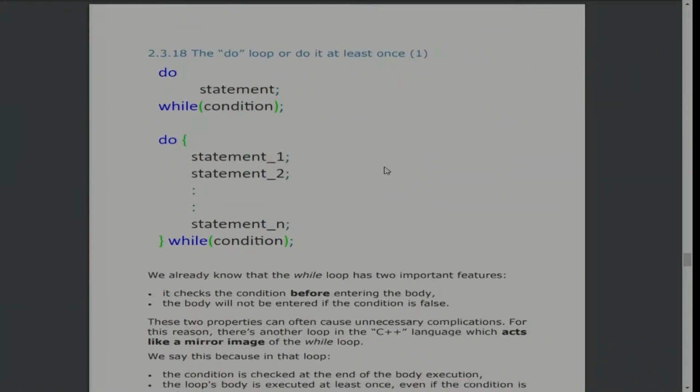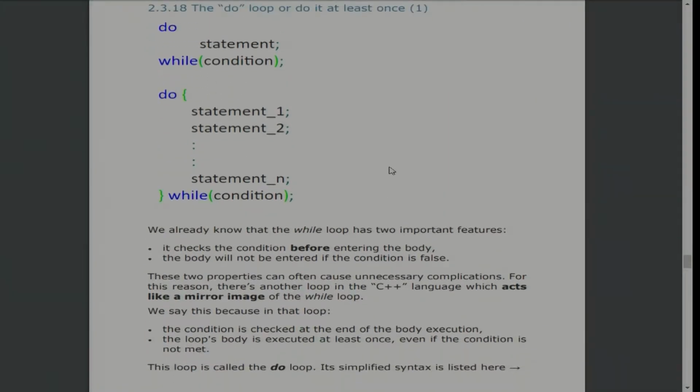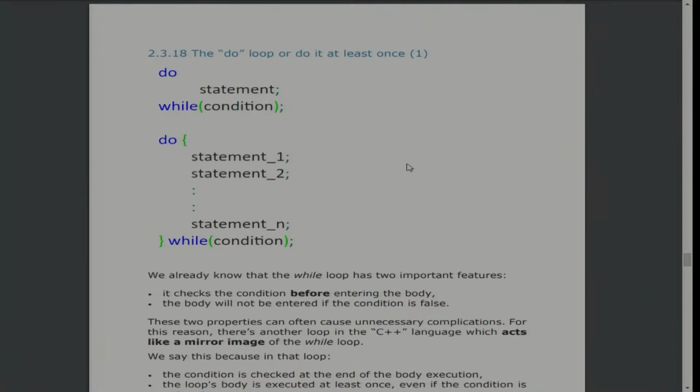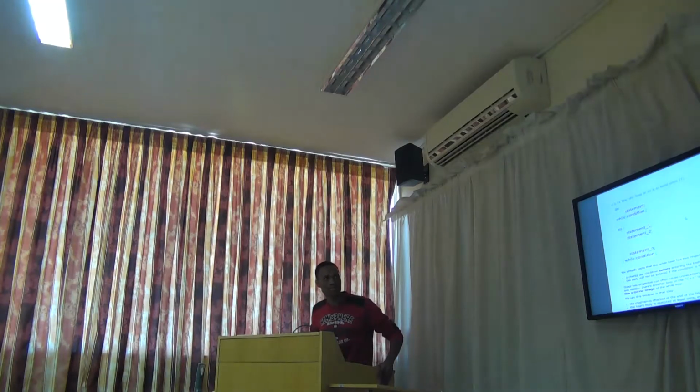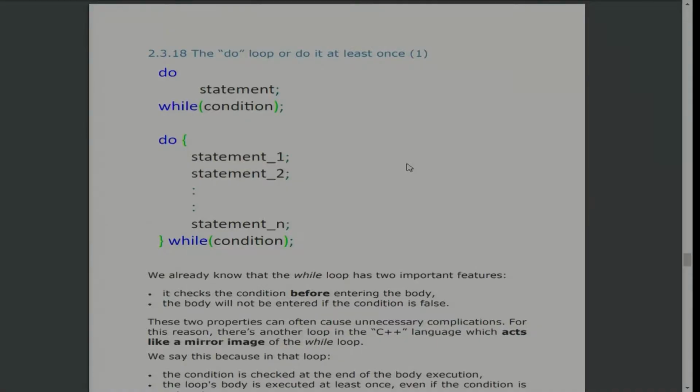Then we have what is called a do-while loop. The while loop checks the condition first before it goes into the body of the loop. But the do-while loop will always execute the body of the loop first, at least once. Then it checks the condition. Do you see the difference there?